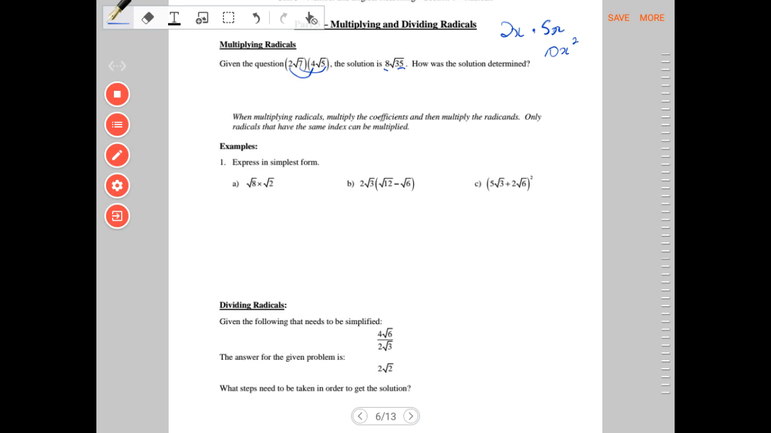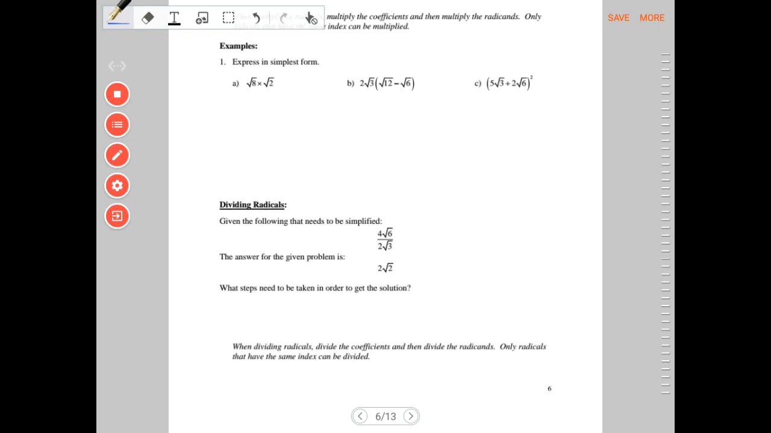So when multiplying radicals, multiply the coefficients and then multiply the radicands. Only radicals that have the same index can be multiplied. Notice that they are both square roots, so all good. Let's do some examples. Express in simplest form. We have root 8 times root 2, so the coefficients would just be 1 times 1, which is 1. So we would have root of 8 times 2, because they both have the same index. 8 times 2 equals 16, so that becomes square root 16. 16 is a perfect square, so the square root is 4.